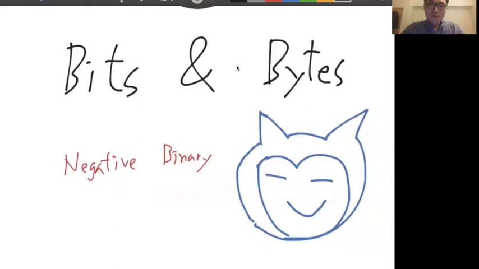Today we want to talk about how to represent negative numbers in binary. In decimal numbers, we just use the negative symbol to represent a negative number, right? But in binary, in our computer world, there's no negative symbol. Everything is 0 and 1. So how do we use 0 and 1 to represent negative numbers? This is a very interesting topic to talk about in this class.